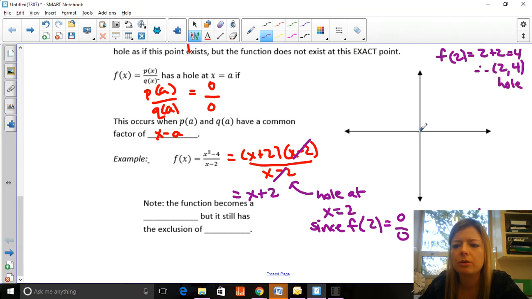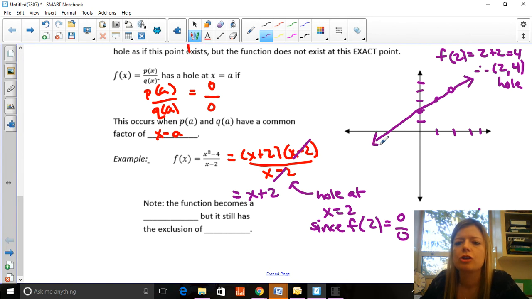So I'm going to draw the hole first. 1, 2, 3, 4, 1, 2, 3, 4, 5. So the hole is at (2, 4). I'm just going to draw it as a hole. Okay, and then the line goes through (0, 2), and it has a slope of 1. So it goes through this point, this point. It's literally just the exact same line as it would be normally, except it has a hole right there.